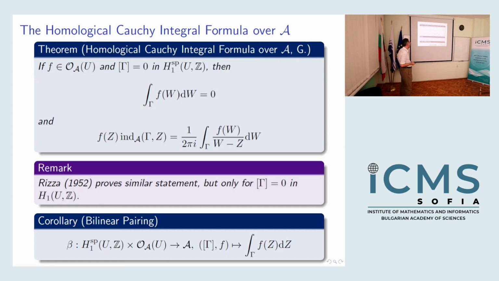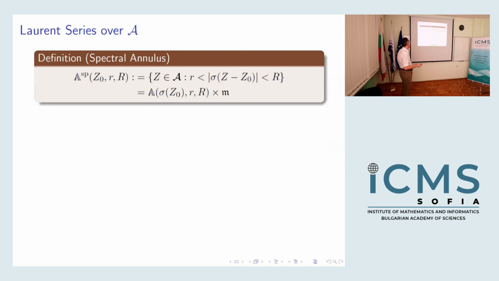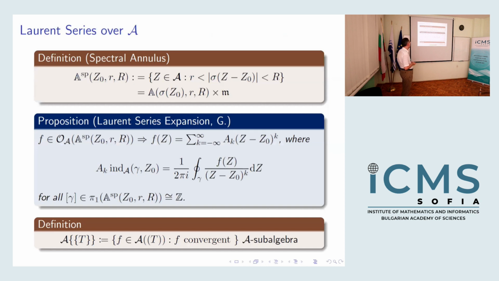But it turns out we do not need such a strong requirement. Right, and so we also get the non-degenerate linear pairing between the spectral homology and the holomorphic functions. And much in the same way, now that we've established a Cauchy integral formula, one can consider spectral annuli, and we do get a Laurent series expansion for holomorphic functions on the spectral annuli.